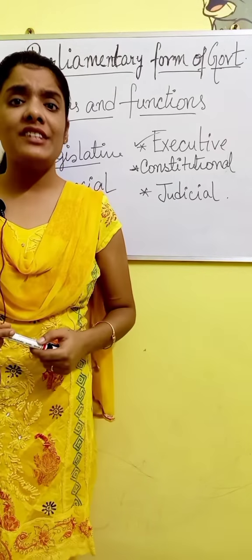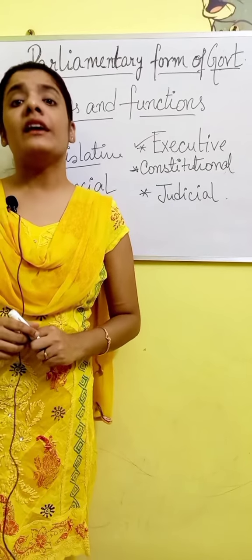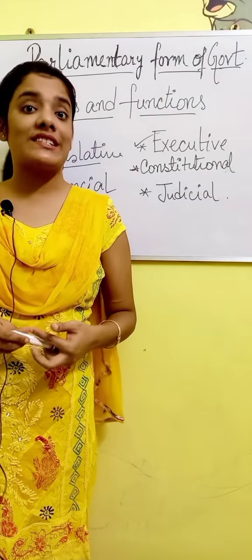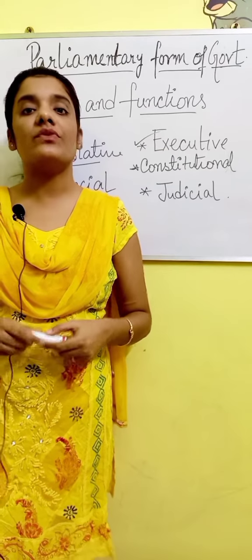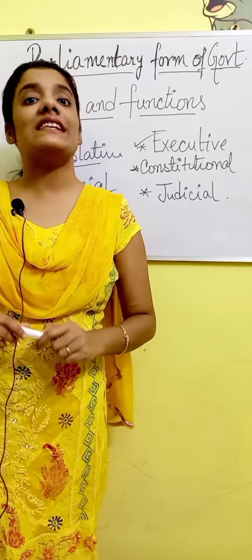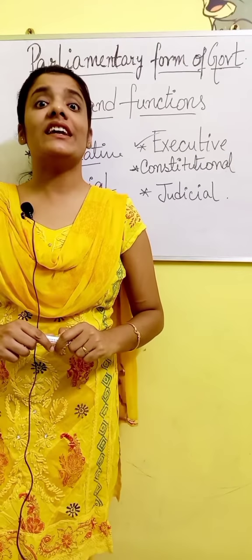But on the other hand, if we talk about controlling the executive, the legislature plays a very vital role. The legislature may ask questions to the executive about their policies and their functions. In case the executive fails to satisfy the legislature with their answers, the legislature may pass a vote of no confidence motion against the executive. If it is passed, then the Prime Minister along with his entire Council of Ministers has to resign. In this way, the legislature controls the executive.